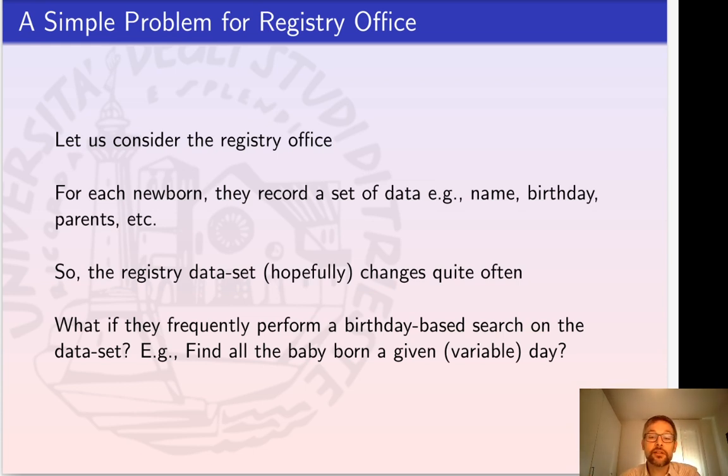Now, what's the best strategy to query this data set according to birthday? Okay, so we want to find, for instance, all the persons born on a given date. So how can we achieve this goal? How can we find all the persons whose birthday is, I don't know, the 9th of April 1974, for instance? Okay.